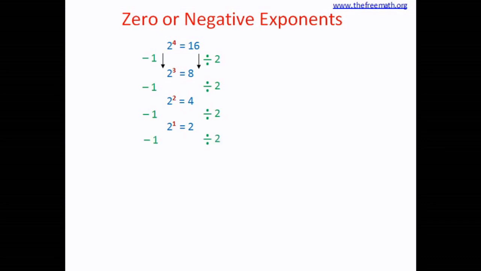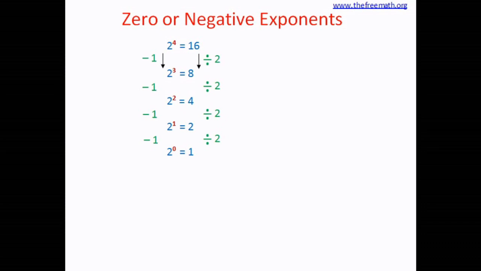What happens if you reduce the exponent further? Subtract 1 from this, so you will get 2 to the power of 0, and you are going to divide the previous value by 2, so you are going to get 1. That means it looks like this: 2 to the power of 0 equals 1.